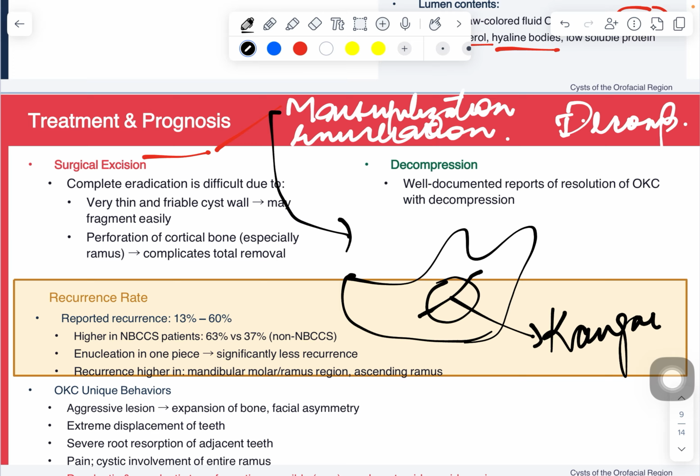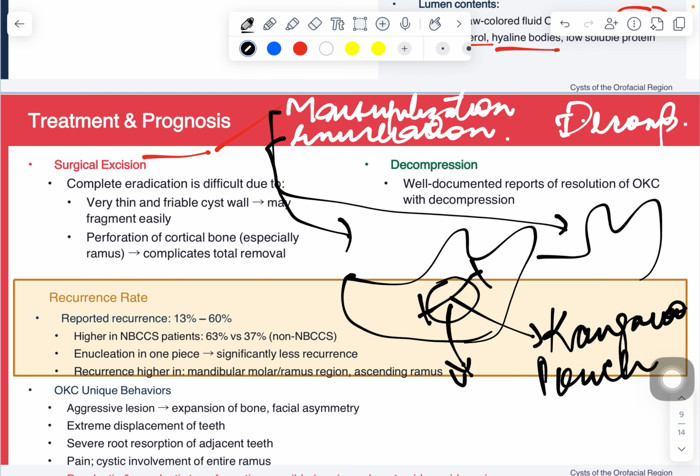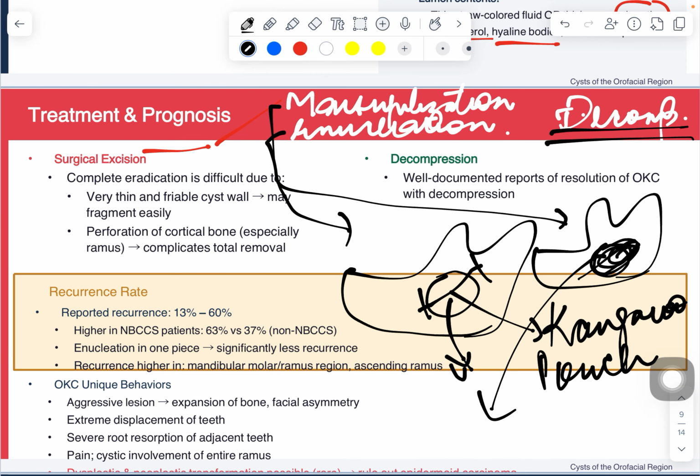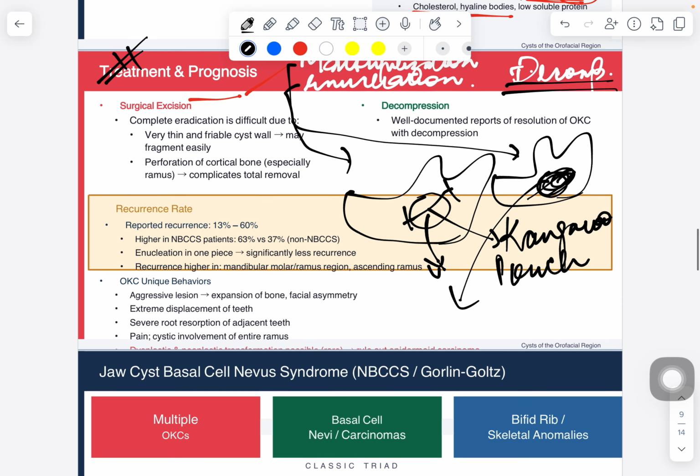Kangaroo pouch is created. What will happen then? We will let the cystic contents move outside. Suture it from both the sides. That will help to heal the cystic cavity. What happens in enucleation? So this is the cystic cavity. We remove the entire cyst, separately. And this is decompression. Treatment is out of scope. Too much treatment is not required. Only the names are to be learned: marsupialization, enucleation and decompression.